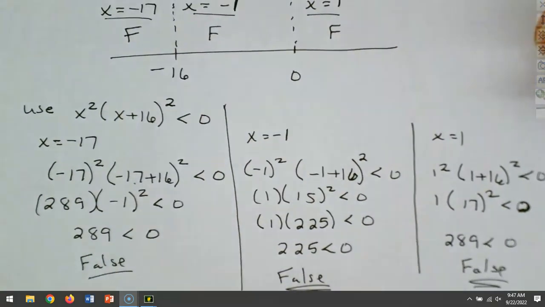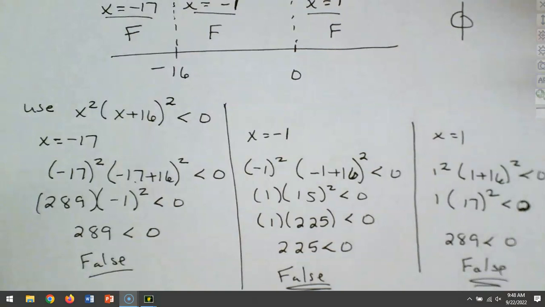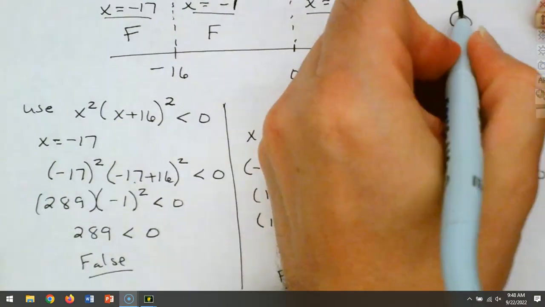Now, what do we notice on our number line? All the regions are false, right? When we go to write up our answer, where's our answer at? Our answer is going to be in the true regions. Well, do we have any part of this at all that is true? No. So none of it is true. So your final finished answer would be no solution.